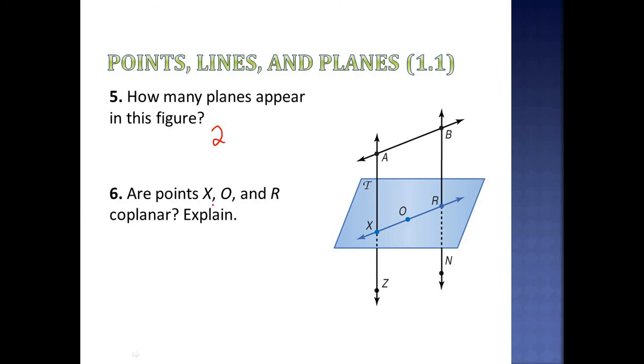And then our last example here, are points X, O, and R coplanar? Explain. X, O, and R. Are they coplanar? Well, line XR is in plane T. And since O is on line XR, then point O is technically a part of that plane. So yes, they are, because all three of those points are on the same plane.